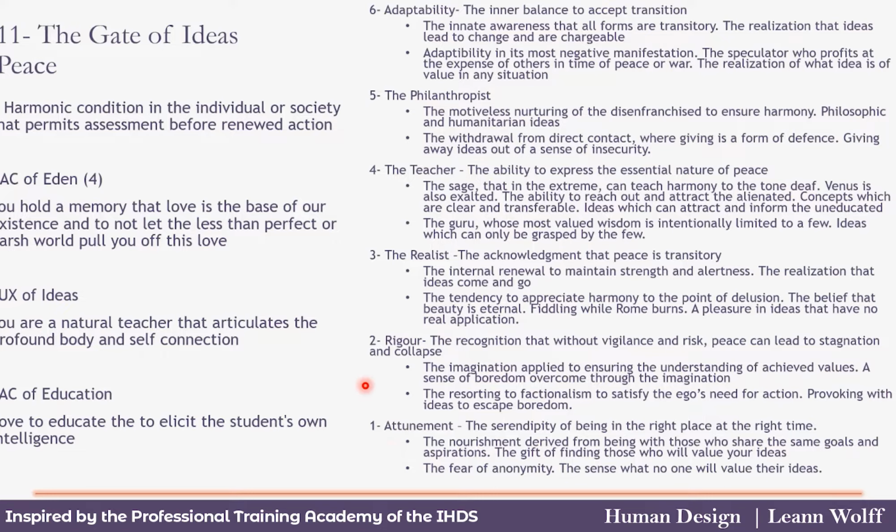Now let's go to the second. This is the natural piece of this whole hexagram. The recognition that without vigilance and risk, peace can lead to stagnation and collapse. So the imagination applied to ensuring the understanding of achieved values, a sense of boredom overcome through the imagination. So understanding this recognition that we are bringing the 41st gate in here, imagination.